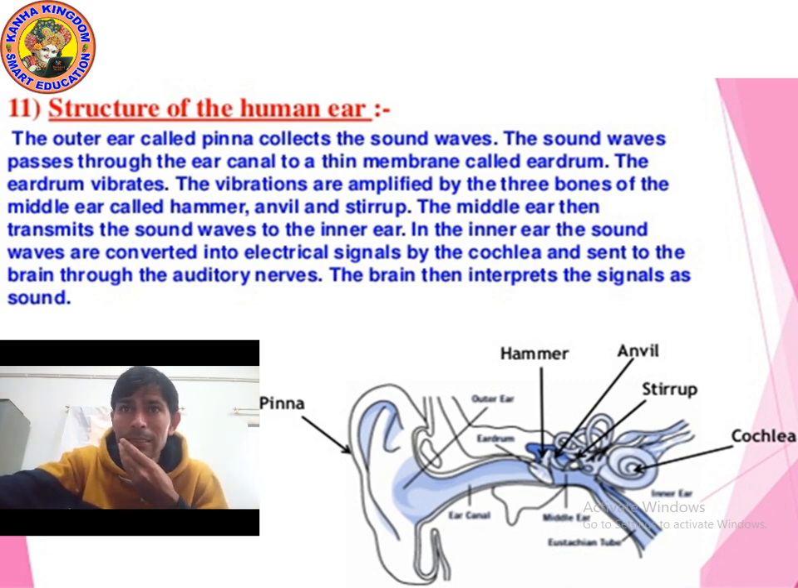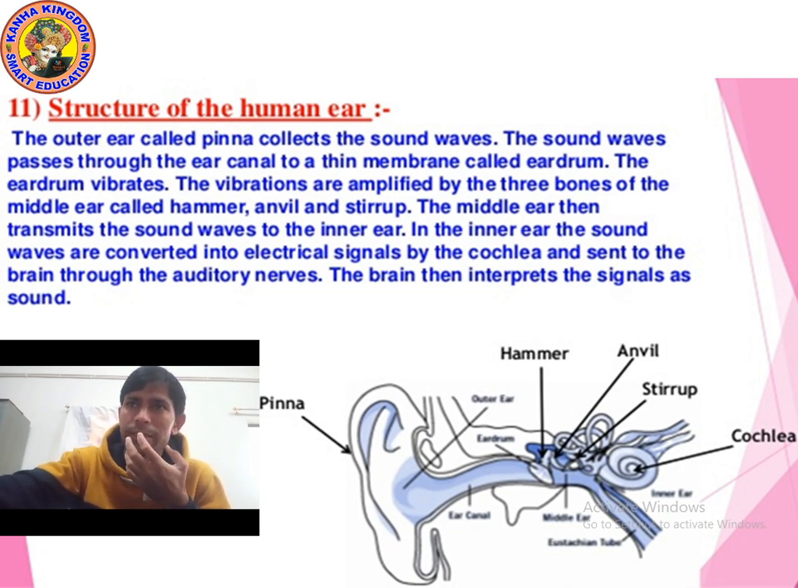In the inner ear, the sound waves are converted into electrical signals by the cochlea and sent to the brain through the auditory nerves. The brain then interprets the signal as sound. So our ear is divided into three parts: outer ear, middle ear, and inner ear.